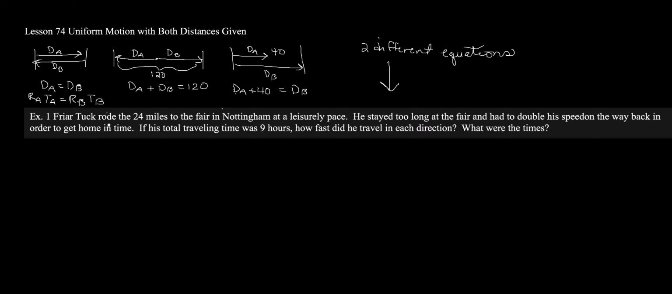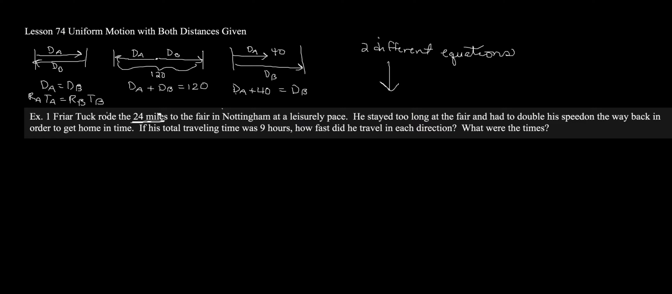Friar Tuck rode 24 miles to the fair in Nottingham at a leisurely pace. He stayed too long at the fair and had to double his speed on the way back in order to get home in time. If his total traveling time was 9 hours, how fast did he travel in each direction? What were the times? You'll notice here they tell us the distance. So that's the difference between these two problems. They're telling us the distance both ways.